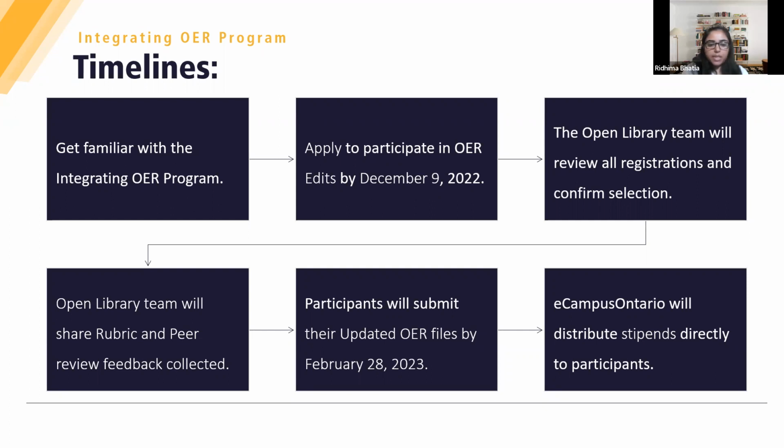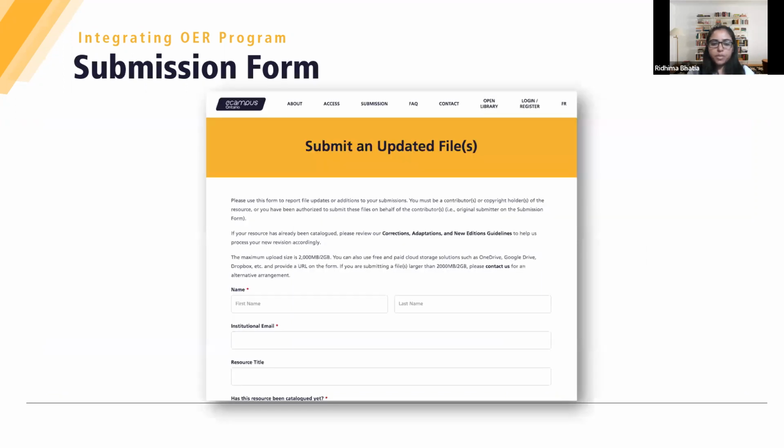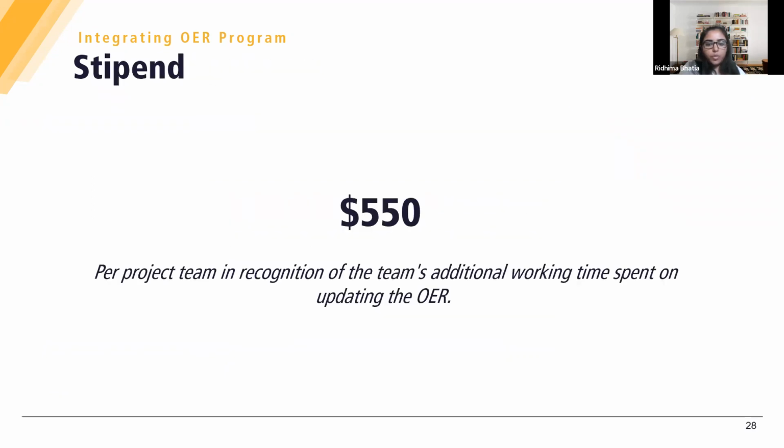And talking about the stipends, $550 per project team in recognition of the team's additional work time spent on updating the OER. Funding is reserved only for the VLS project team and their VLS OER. The project team must identify one project team author to lead the updates and receive the stipend directly. So please feel free to apply as an OER editor by the specific deadlines, and after applying, please submit your updated OER by the program deadline. So let's just dive into the rubric now.